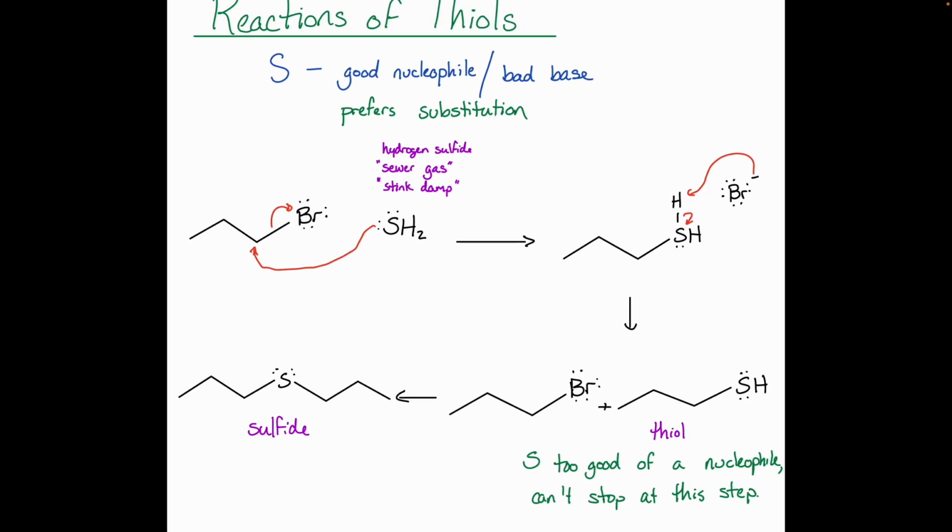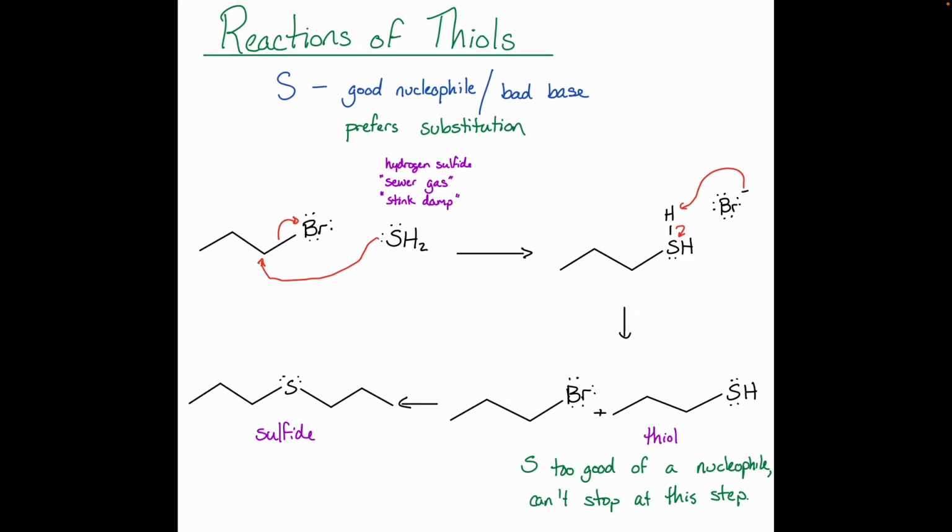Okay, so again, sulfur being this really good nucleophile, we can react it with an alkyl halide. That sulfur will play the role of a nucleophile and will substitute that bromine. The problem is that sulfur is still a good nucleophile in this thiol that we've created, so that's just going to turn around and react with yet another molecule of that alkyl halide to create our symmetric sulfide here.